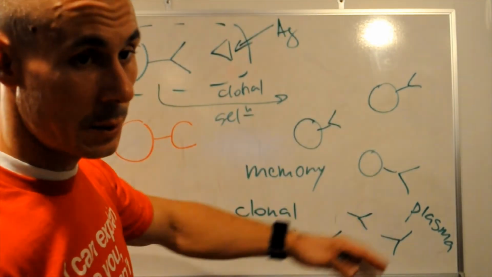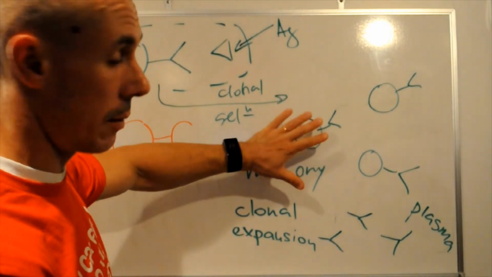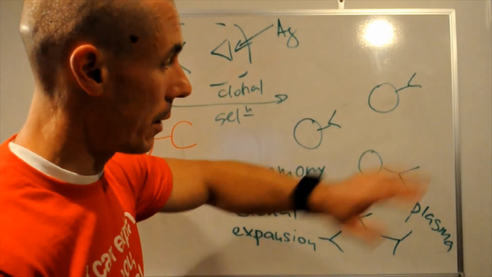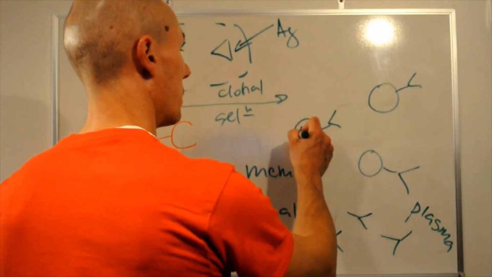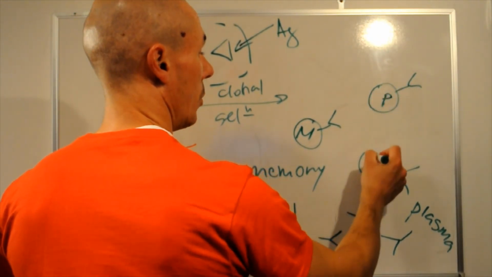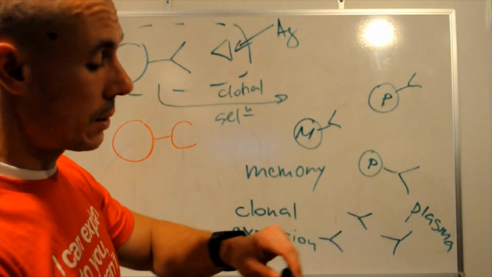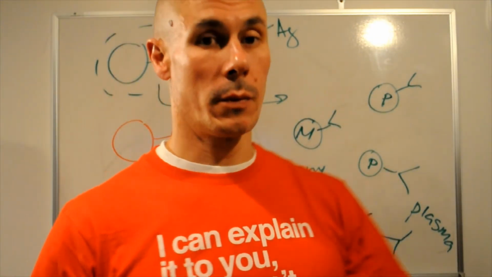And once clonal expansion is done, you have a lot of memory cells, you have a lot of plasma cells. So we go to these memory cells and plasma cells. Plasma cells producing antibodies.